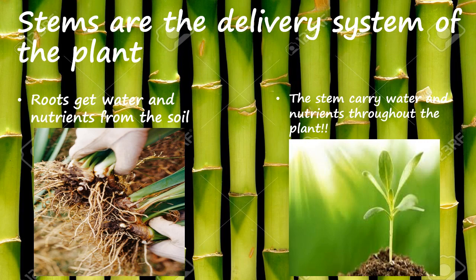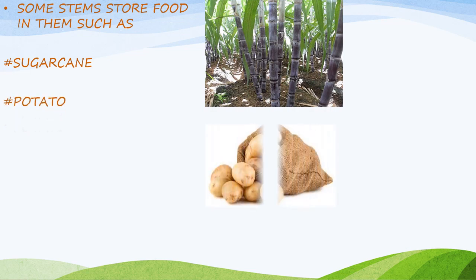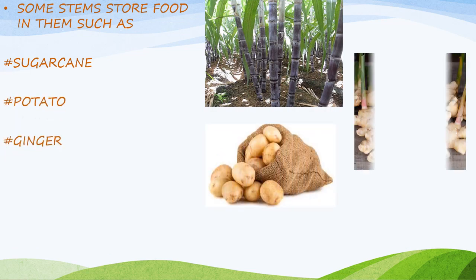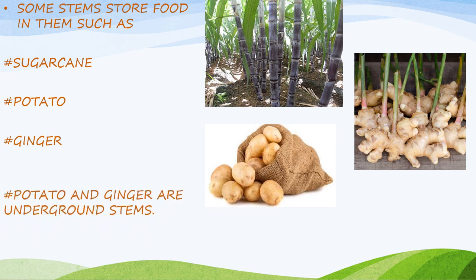A few more functions of the stem, and what are the different types of stems that we eat. Some stems store food in them, such as sugarcane, potato and ginger. Potato and ginger are underground stems and we eat these types of stems. So these are examples of stems: sugarcane, potato and ginger.